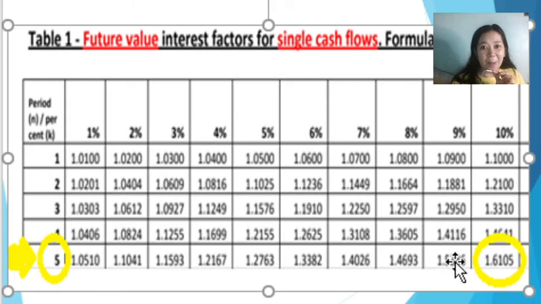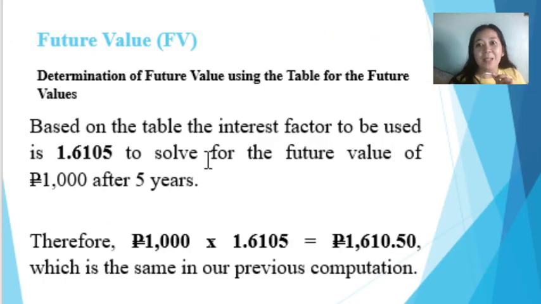Okay, this is our interest factor. Using the table, after you have already determined the factor to be used, that's 1.6105. So to solve for the future value of 1,000 after 5 years with 10% interest, 1,000 times 1.6105 is equal to 1,610.50.